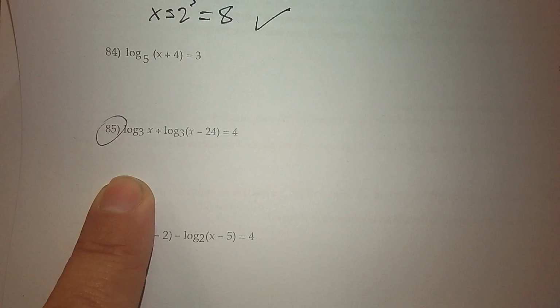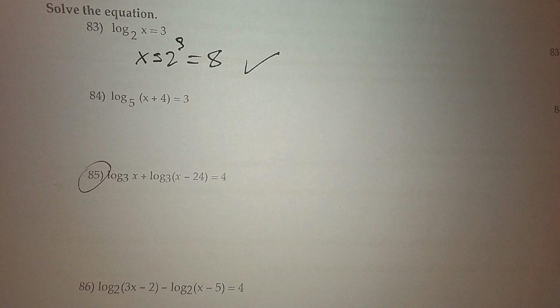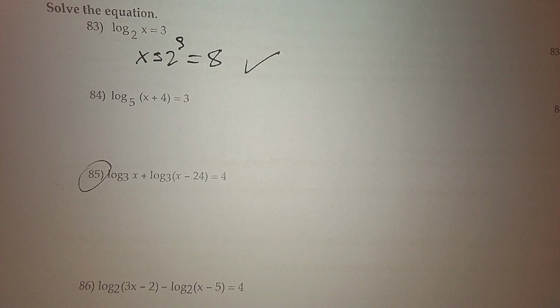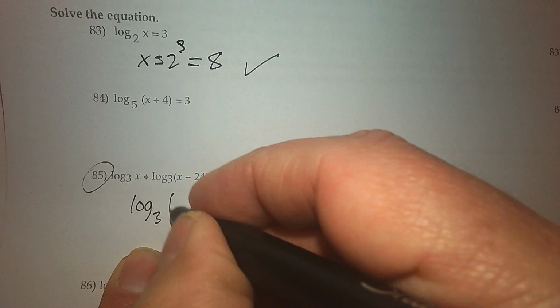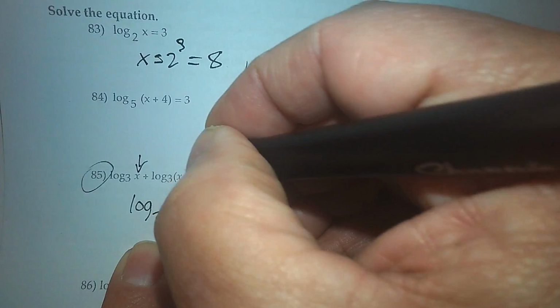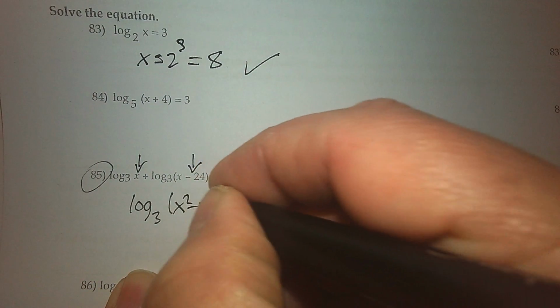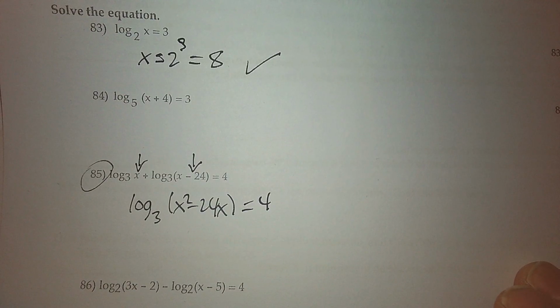In 85, how many logarithms do you see on the left? 2. In order to solve it, to write it as an exponential, you have to use laws or properties to write it as one logarithm and then solve it. So what's the property when you're adding and the base is the same? How can I write that as one logarithm? So for the x and x subtract 24, what am I going to do? I'm going to multiply them together. Do you see how I distribute when I multiply them together? That's x squared minus 24x.